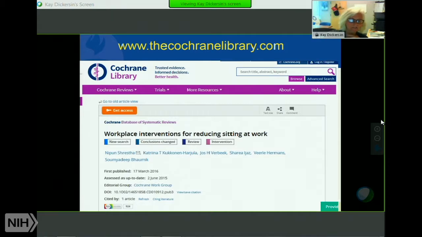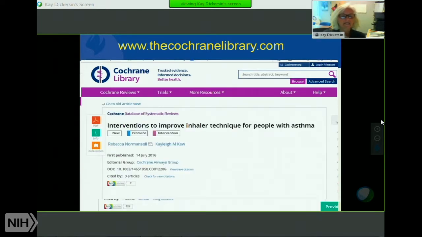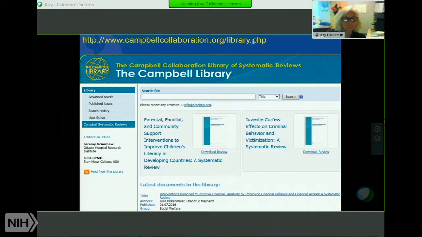I need to really take some of this advice. I sit at my computer a lot. And here, this is just in the protocol stage. This review isn't finished yet, but protocols are also published so they can get comments. This is interventions to improve inhaler technique for people with asthma.